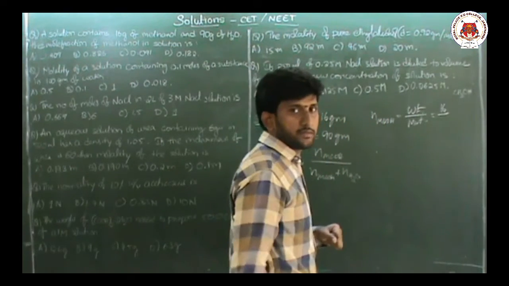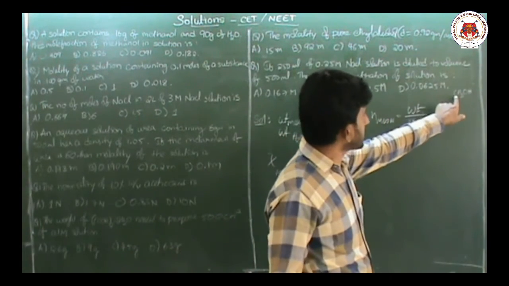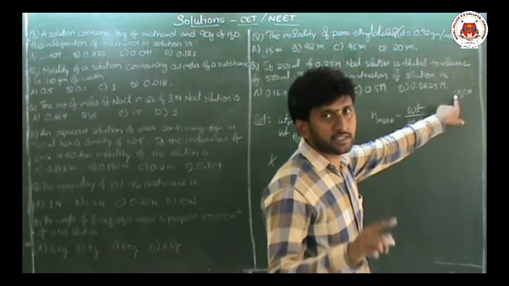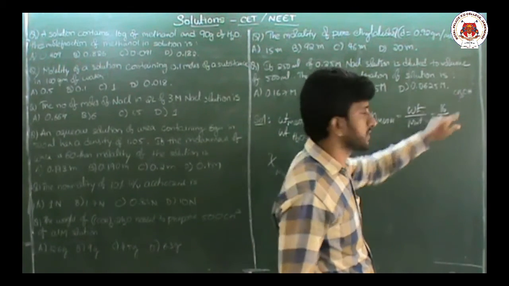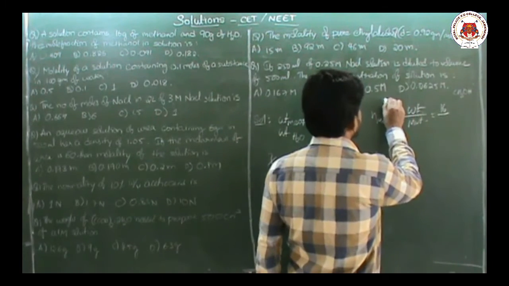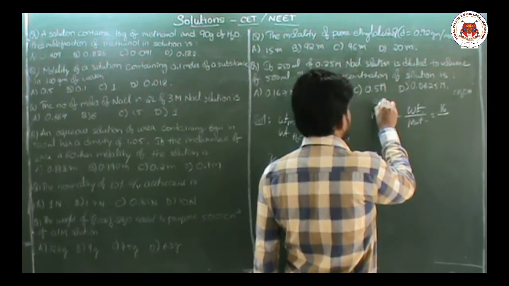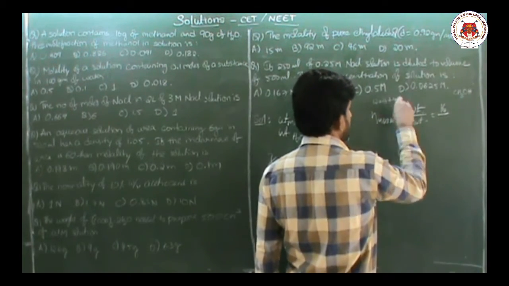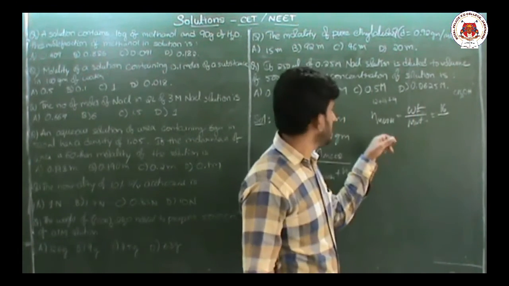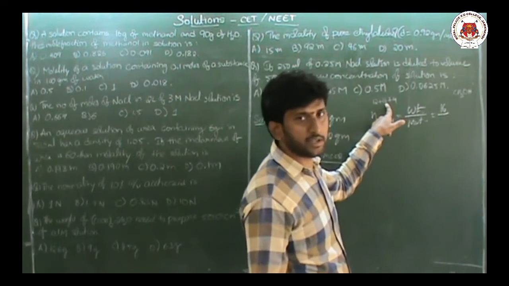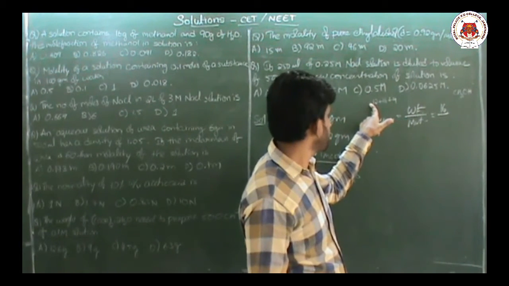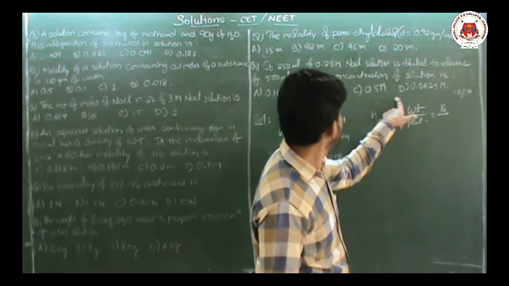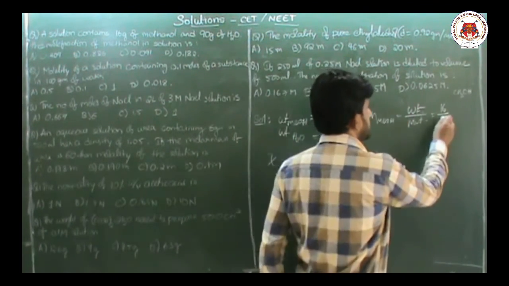CH3OH is the formula. One carbon is 12, plus 1 oxygen is 16, so 12 plus 16, plus here 4 hydrogens are there. 16 plus 4 is 20, 20 plus 12 is 32. So 16 by 32.